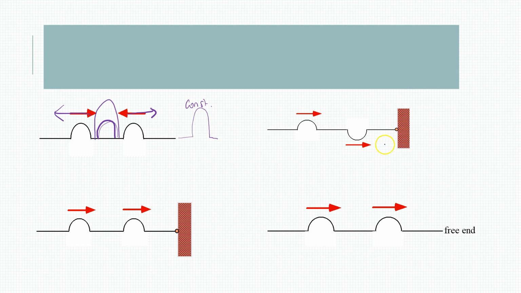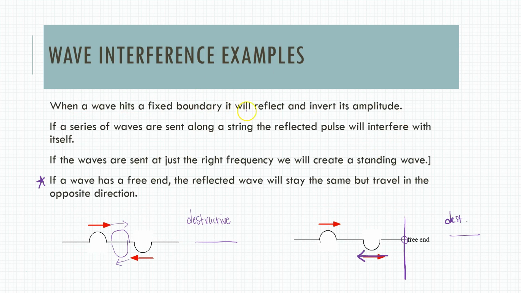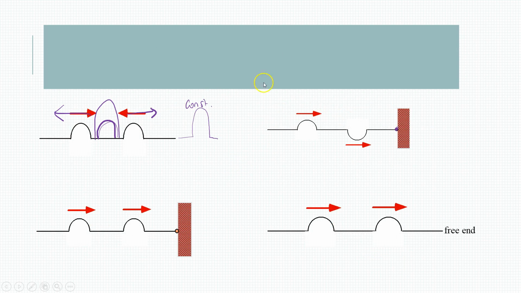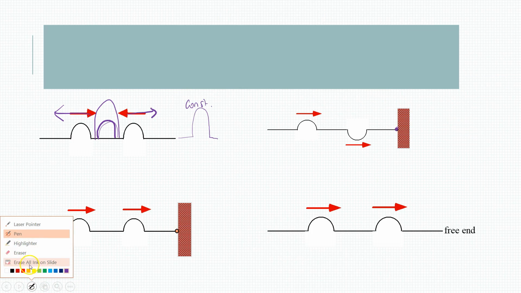Okay. Now, how are these going to overlap? This time we do have a fixed boundary. We're assuming it's knotted in place, attached to this brick wall. It is not free to move up and down the wall, a pole, a post, or anything like that. It's stuck in place. What I told you on the previous slide is that whenever you have a fixed boundary, the wave will reflect and it will invert its amplitude. What that means is that it is going to come down to the end, and it is going to flip itself the other direction.